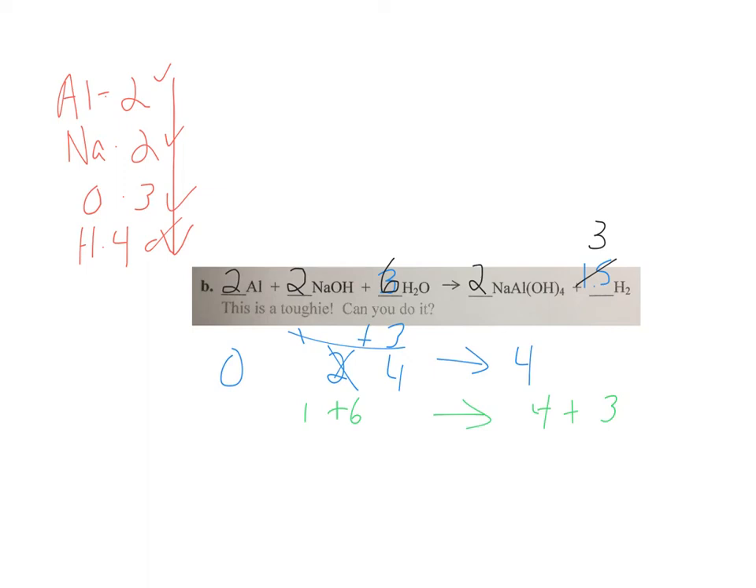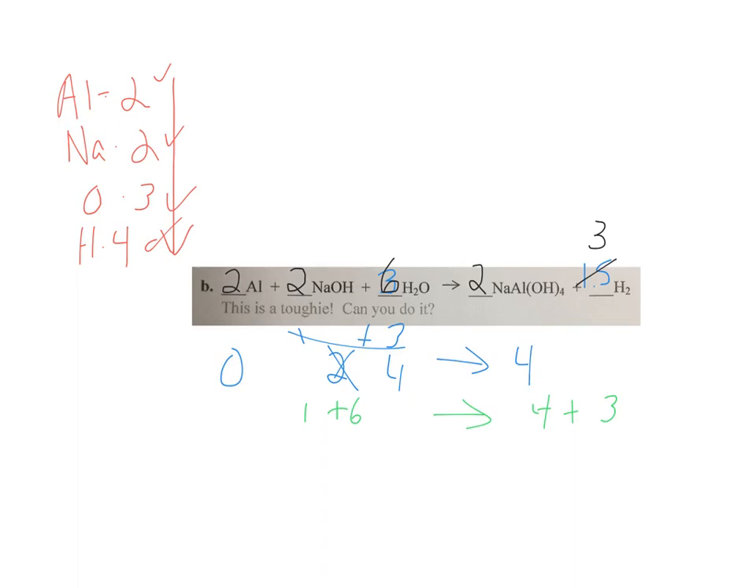So let's double check. Always a good idea to double check. So when I look at my aluminums, I have 2 on this side, and I have just 2 on this side. When I check the sodiums, I have 2, and on the product side, I also have 2. With the oxygens, I have 2 plus another 6 makes 8, and over here I have 2 times 4 is 8. And with the hydrogen, I now have 2 plus 12 is 14, and over here I have 8 plus 6 is 14. So I've successfully balanced this.